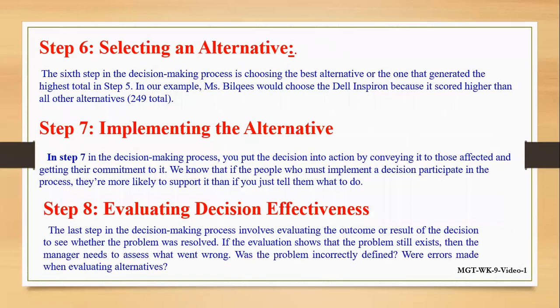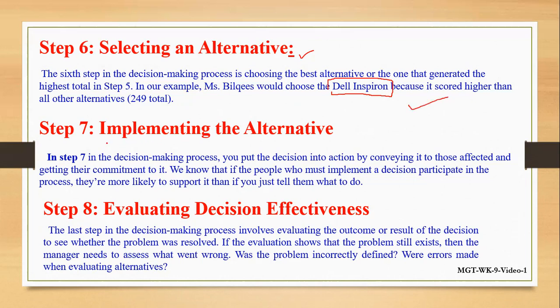Then we have to go for the selection of the alternatives. The sixth step in the decision-making process is choosing the best alternative, or the one that generated the highest total in step 5. That means again, the one which has the maximum strength is one of the best alternatives. Just like in that specific example, this one is the best alternative that we have selected. And the basic reason was, again, overall strength and overall positive points, on the basis of which we selected it.